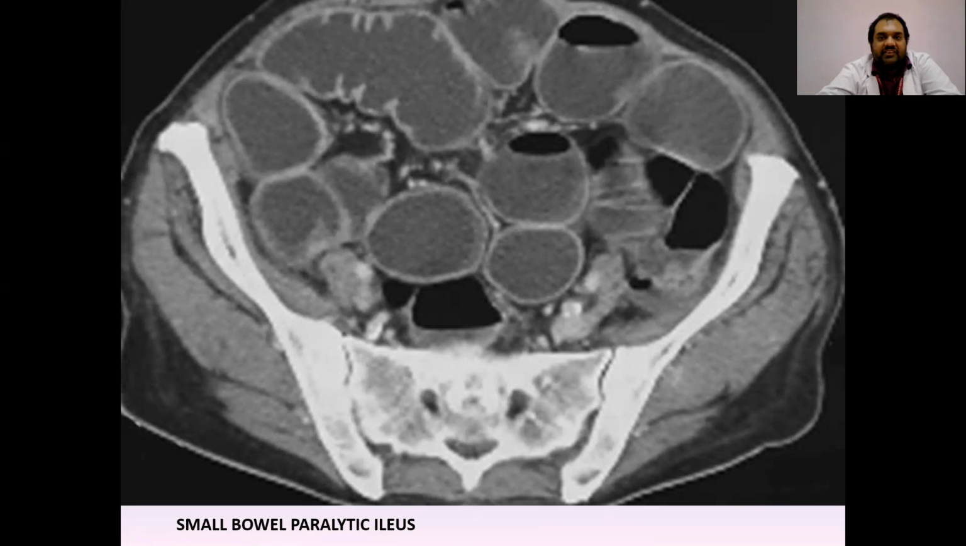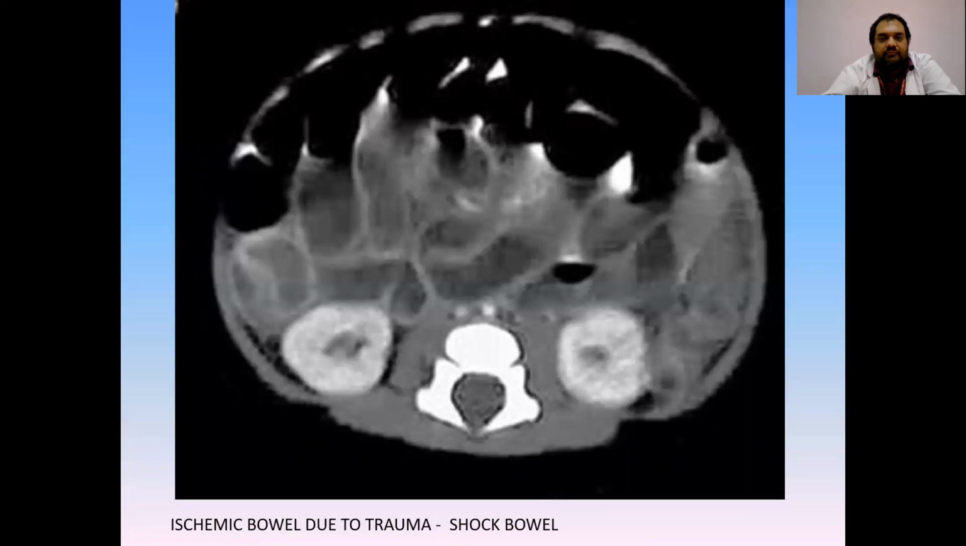And this axial CT shows multiple dilated bowel loops, suggestive of small bowel paralytic ileus. And this is an axial section of the abdominal CT showing the ischemic bowel due to the trauma. Sometimes it is also called shock bowel.